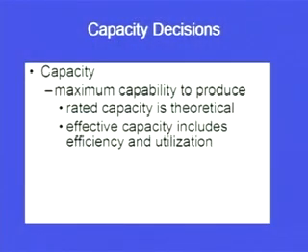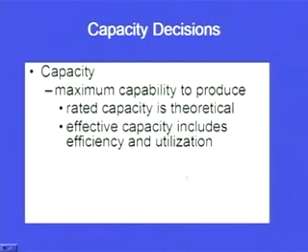Now what type of capacity decisions do we have to take? Capacity is the maximum capacity to produce. Now we are talking about the productive capacity which was shown in the very first slide of this lecture. Rated capacity is theoretical. Now rated, we can say that this motor will run at this much RPM. So that is the rated capacity, the RPM or the horsepower, but it may not run at that rated capacity because that rated capacity is basically the theoretical capacity, but the actual capacity depends upon the effective and efficient utilization of that particular setup. So the second point is effective capacity includes efficiency and utilization.